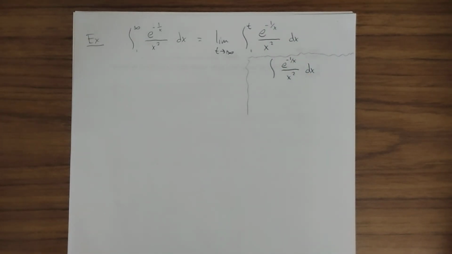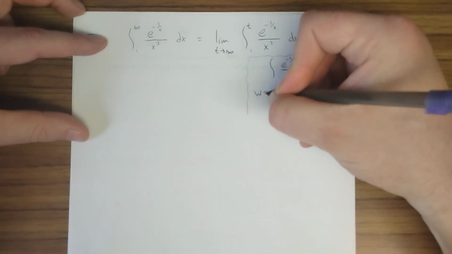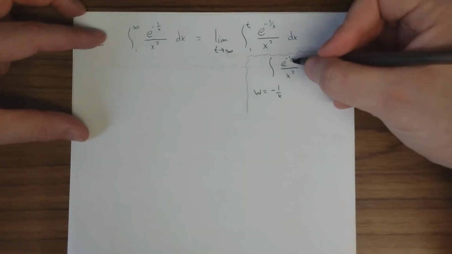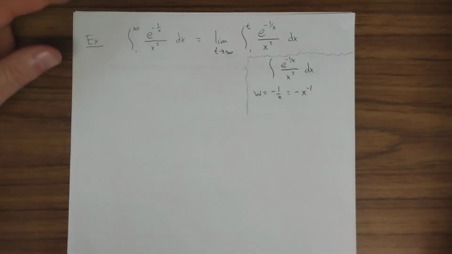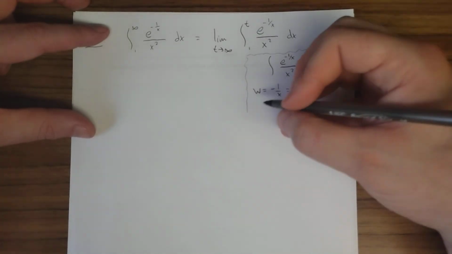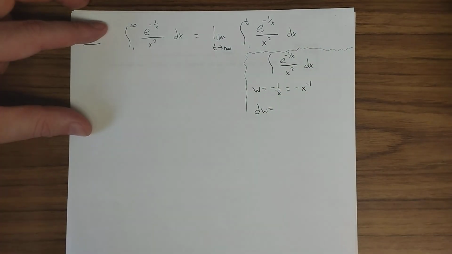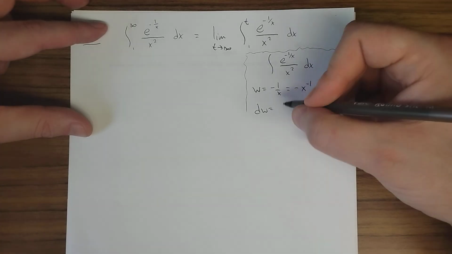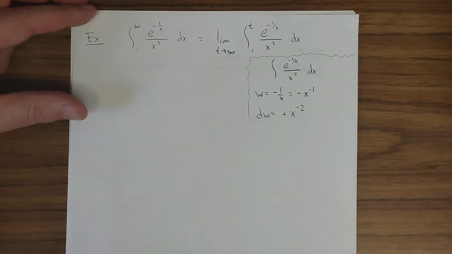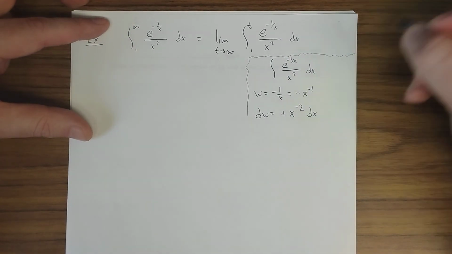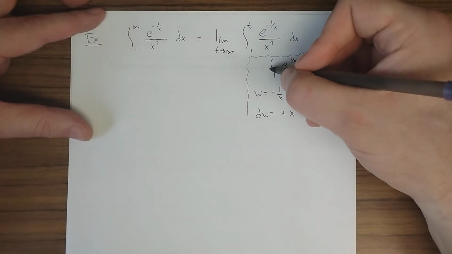So it's like this. I would suggest, because I see a composite function, I see a substitution. I'm going to let w be the inside of this composite function. Of course, that's the same as negative x to the negative 1. dw is then, so I bring the negative 1 down, so now it's positive x to the negative 2, right? dx.